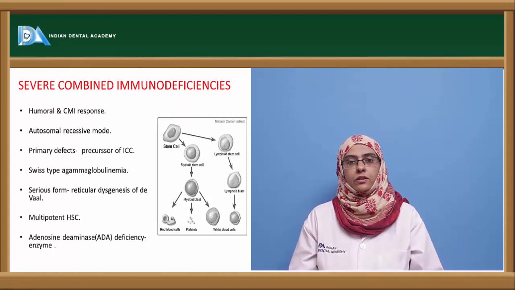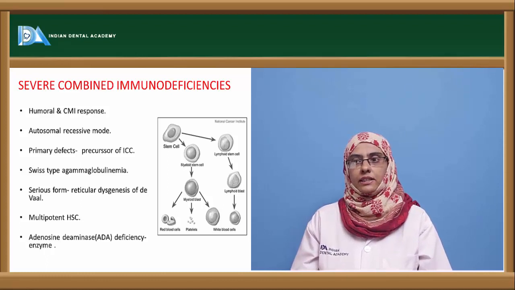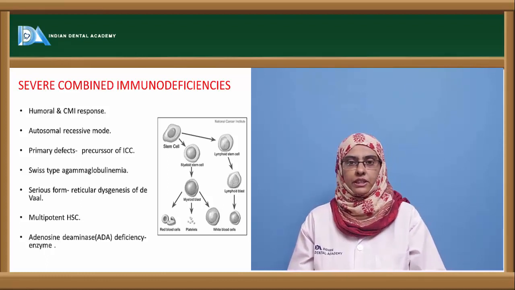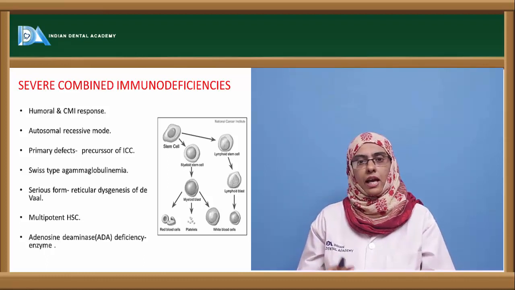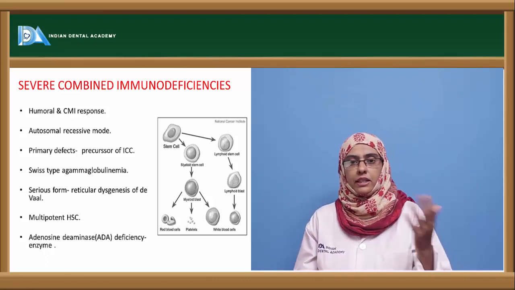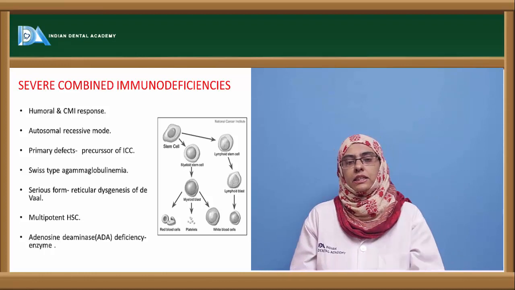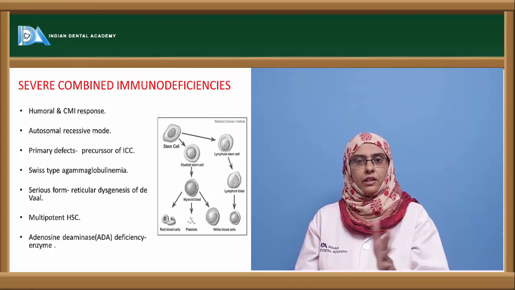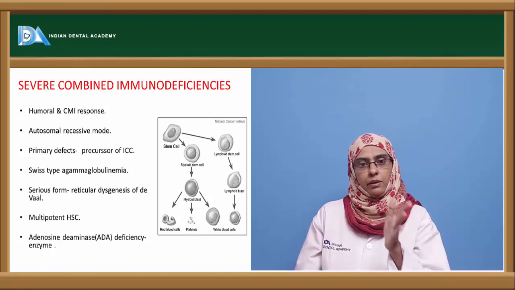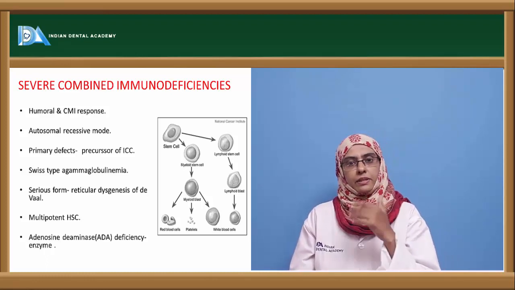Next, coming to the most fatal one, called severe combined immunodeficiency disease. So it combines both the responses, humoral as well as cell mediated. In the other diseases you have seen that there is a decrease in the cell mediated immune response, but there is a variation in the humoral immune response. The humoral immune response can be normal or sometimes can be depleted.